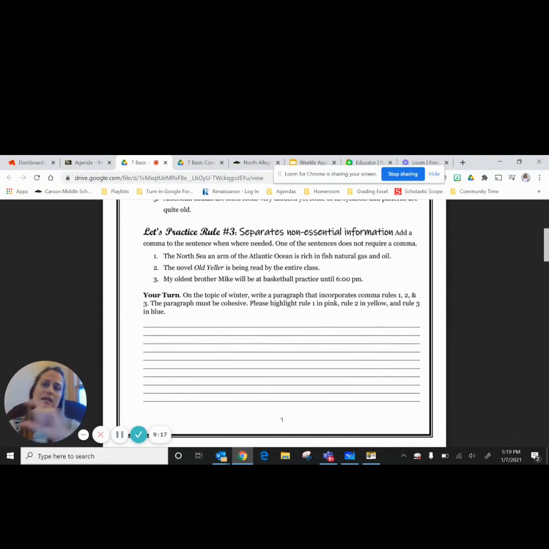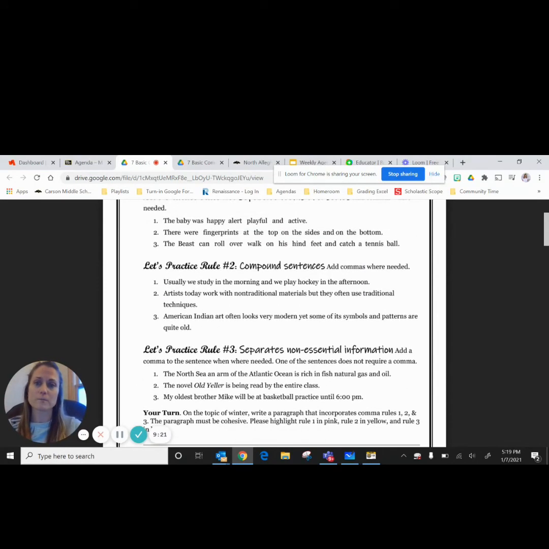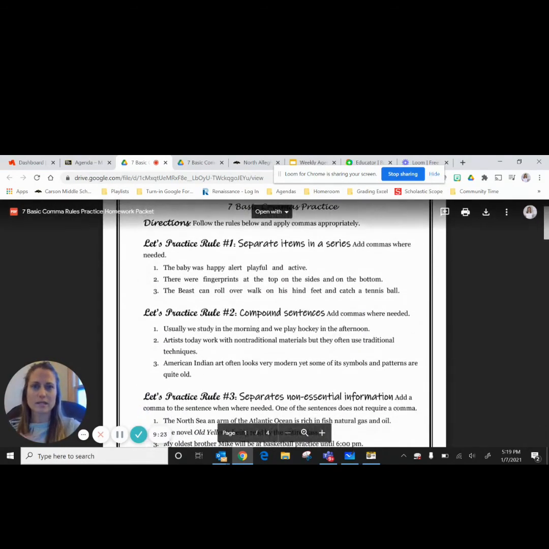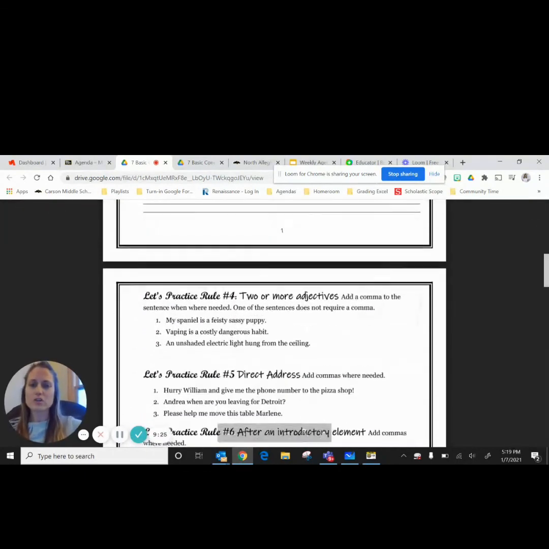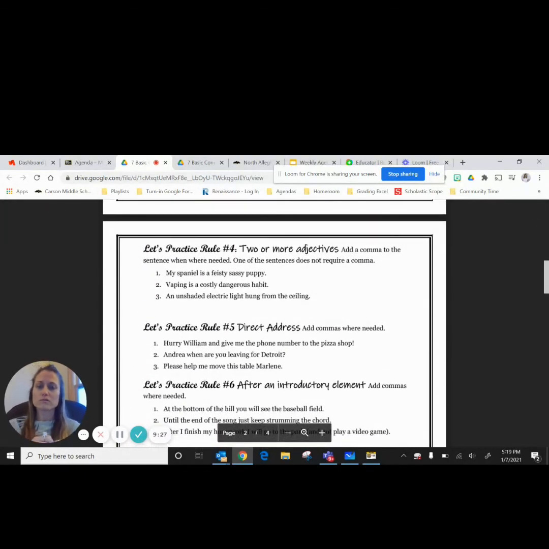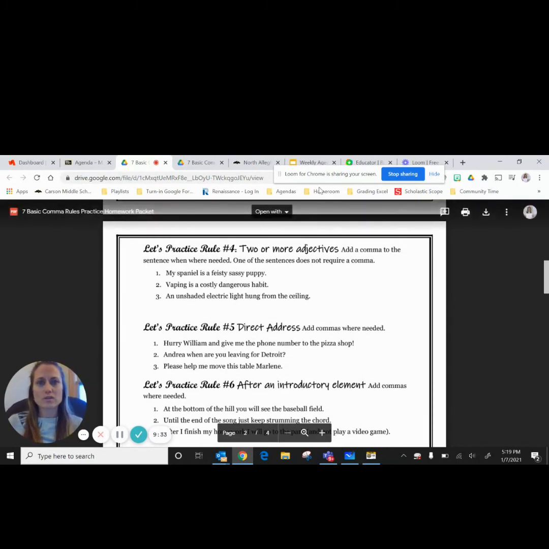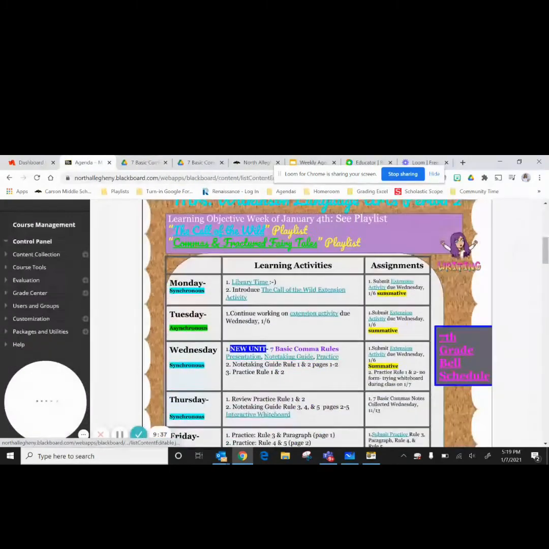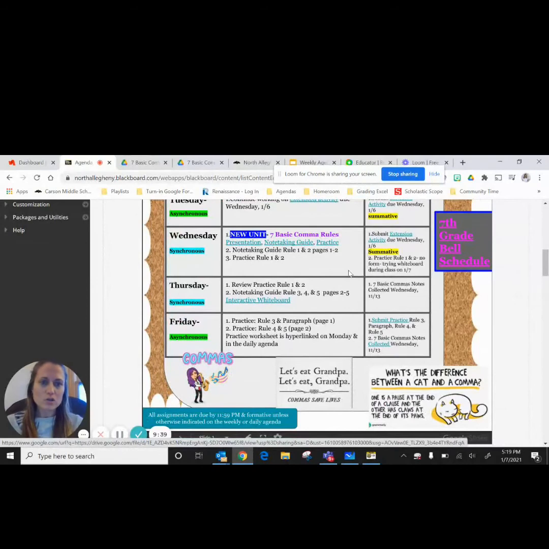Now, the highlighting can be the entire sentence, or it can be just the part where the comma is located. And again, if you're like, I don't know what rule 1 is, it's right here for you. Then you're going to proceed to rule number 2, 4, and rule number 5. 6 and 7, we're going to save for next week. So once you're done with that, you'll go back to the weekly agenda and you'll see where to submit it. You'll submit practice rule 3, 4, and the paragraph in rule 5.